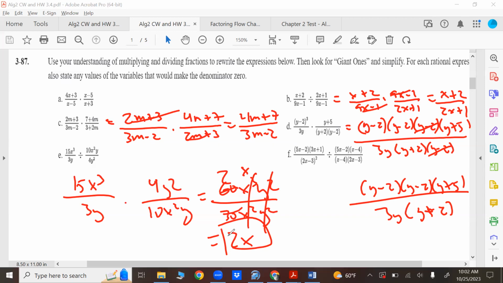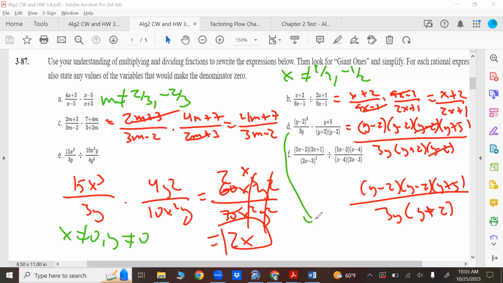What is excluded? Obviously, you cannot have x be 0 or y be 0, because when you flip, x being 0 is a problem as well. For C, m cannot be 2/3 or negative 2/3. For B, x cannot be 1/9. Also cannot be negative half, because that would make the bottom 0 when you flip. And for D, y cannot be 0. Also cannot be negative 2 or 2. And that's it.